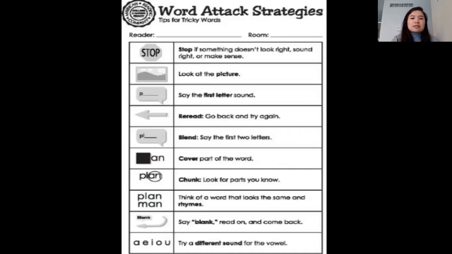So you want to stop if something doesn't look right, sound right, or make sense. Look at the picture, say the first letter sound. Reread, go back and try again. You can blend, say the first two letters. That is what we just did, but with three. But they're suggesting two, which is fine. Cover part of the word. Chunk, look for parts you know. Think of a word that looks the same and rhymes. Say blank, read on, and come back, and try a different sound for the vowel.